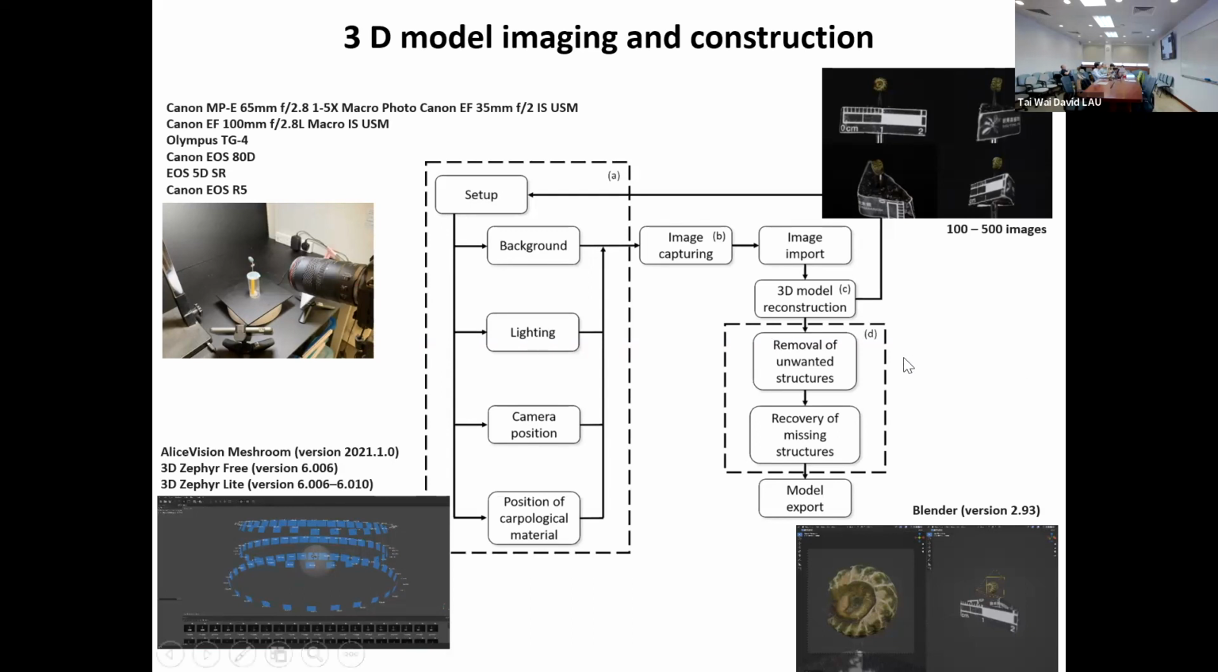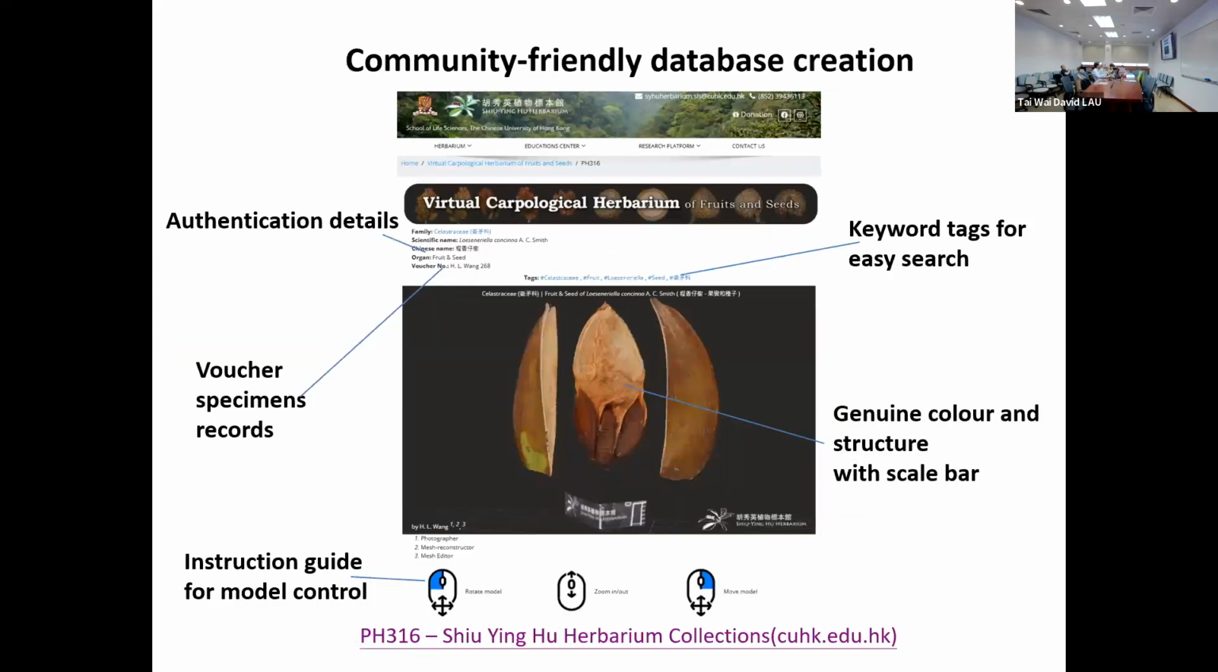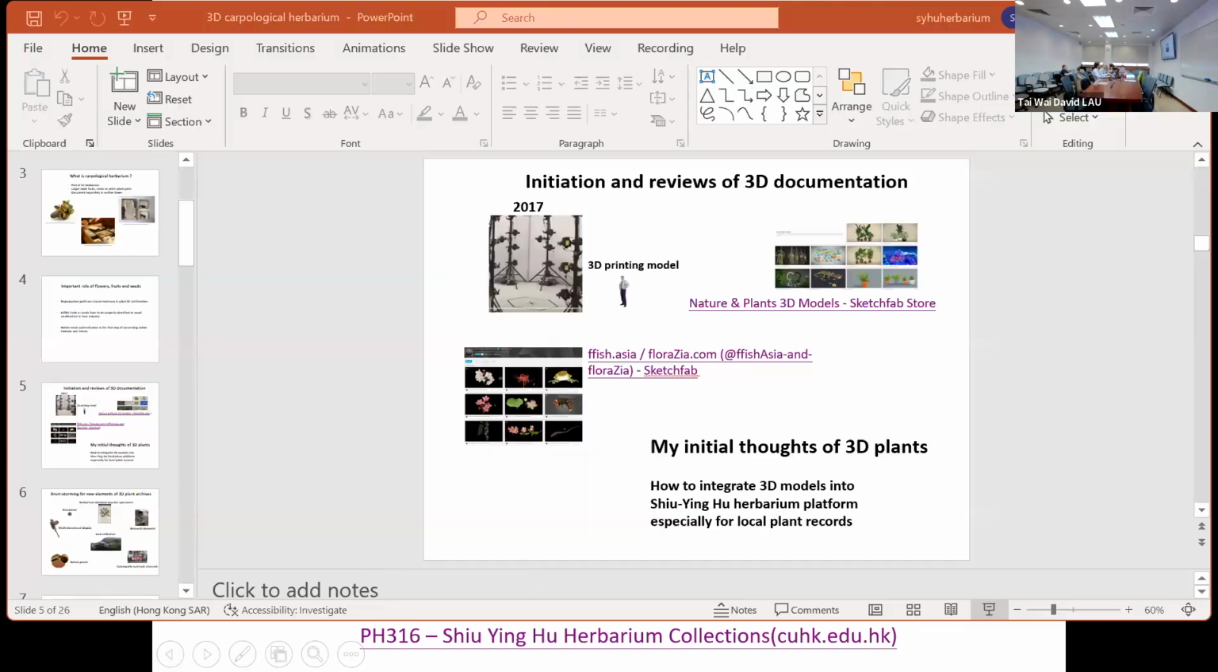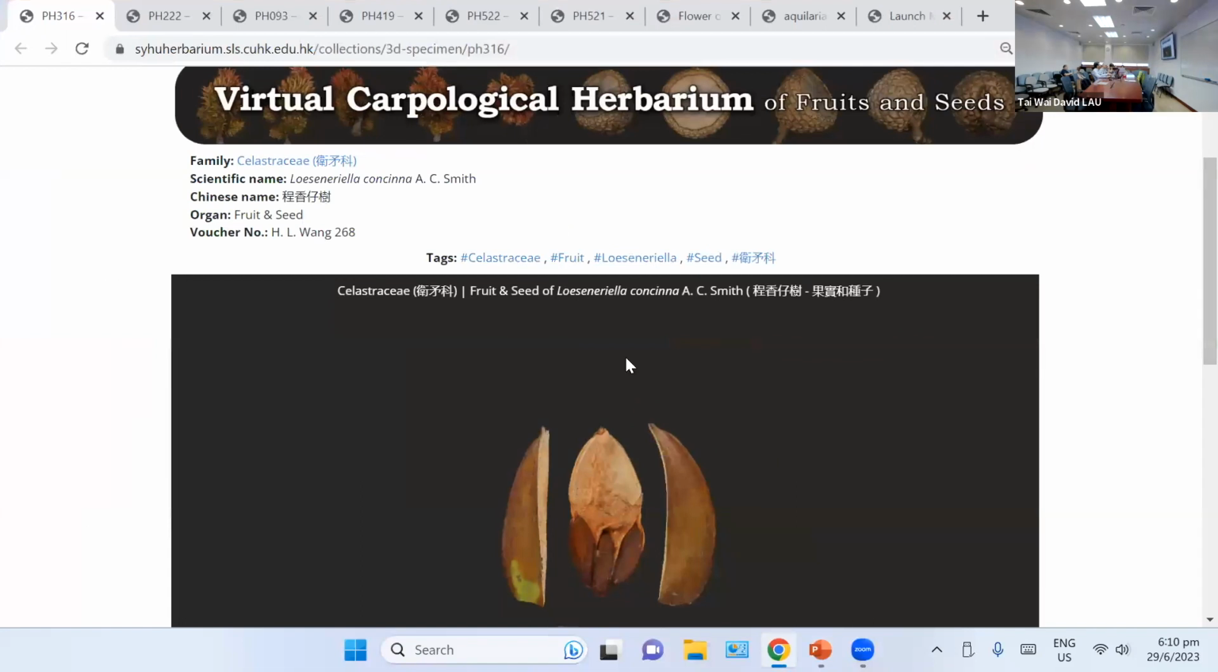So after this major step, we then go to the database creation. In this database, we have to include the authentication details. We show the voucher specimen record and provide keyword text for easy search. And also, of course, our 3D model can show the genuine color and structure with a scale bar, and also provide an instruction guide for model control. Let me show you how we operate this.